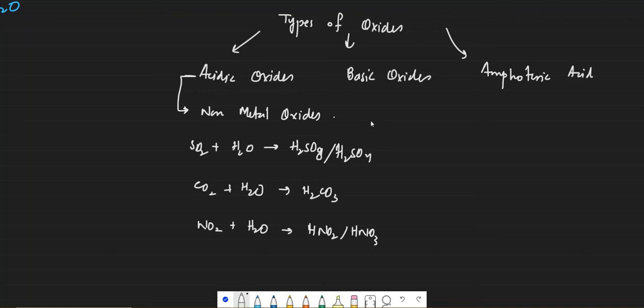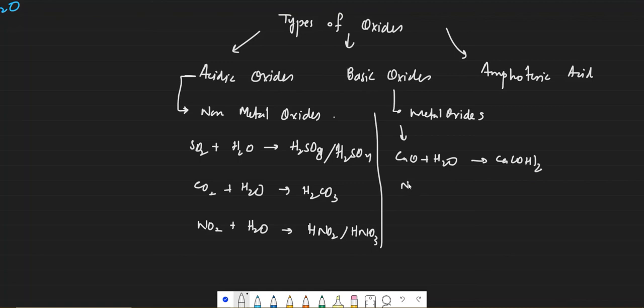And basic oxides are usually metal oxides. Why? Because they form basic solutions when dissolved in water. How? Let's take calcium oxide. If you dissolve it in water, you'll get calcium hydroxide. Right? You take sodium and you dissolve it in water, you'll get sodium hydroxide. See, they're alkaline solutions, they're basic solutions.